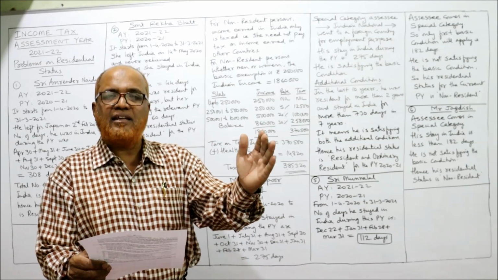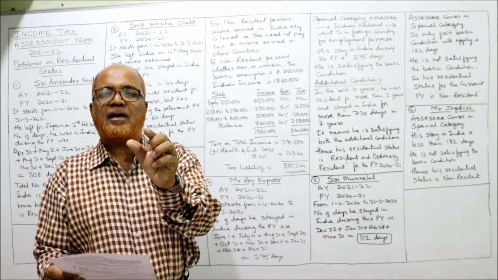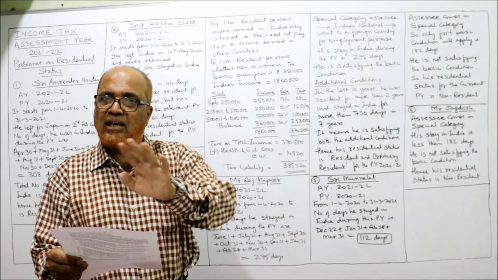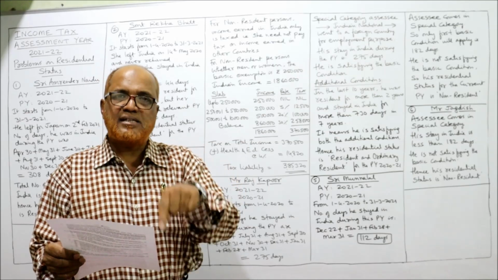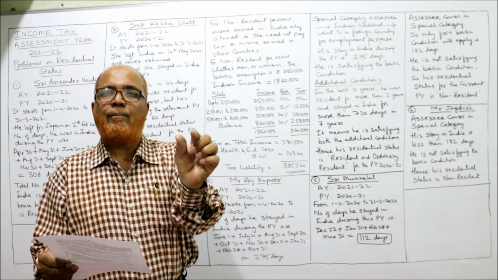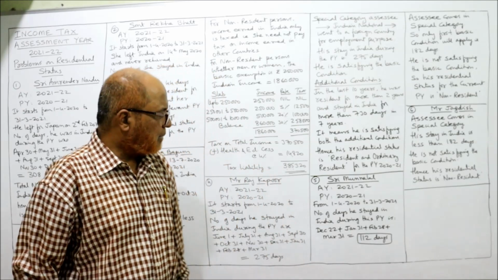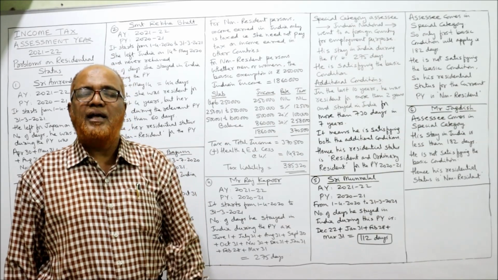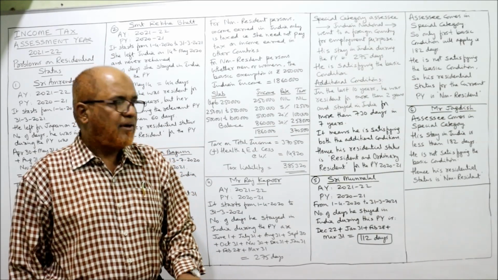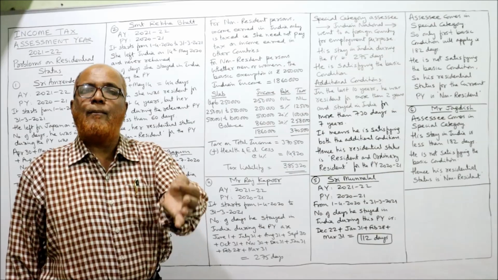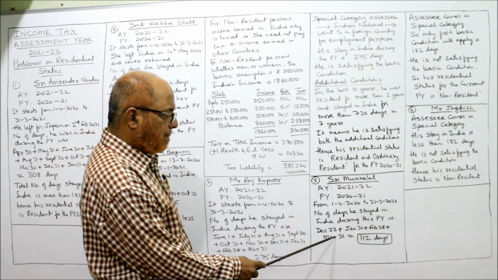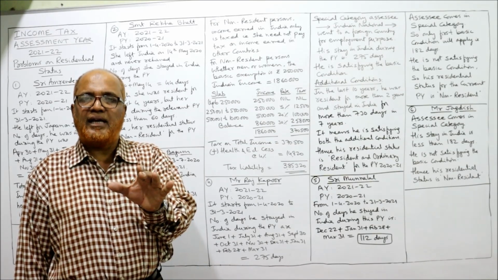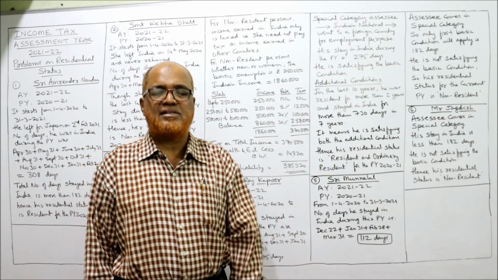That means the first 9 days of December we leave. December consists of 31 days. Out of 31 days, for the first 9 days he was not in India. From 10th December he was in India. So 31 minus 9, you get 22 days. So in December, 22 days he was in India. January, 31 days he was in India. February, 28 days. March, 31 days. So totally 112 days he was in India during the current previous year.